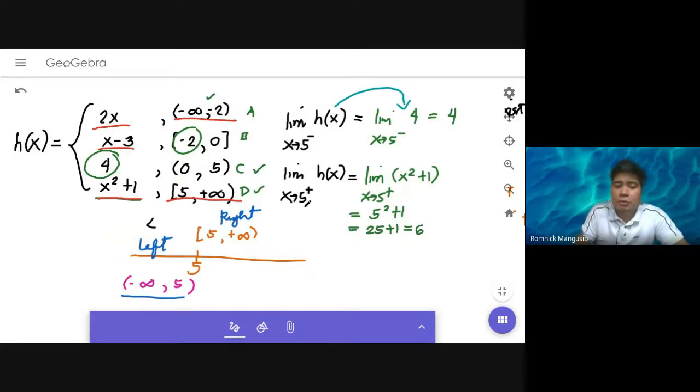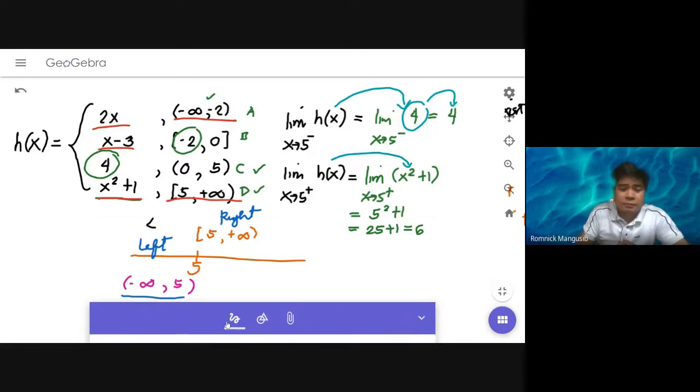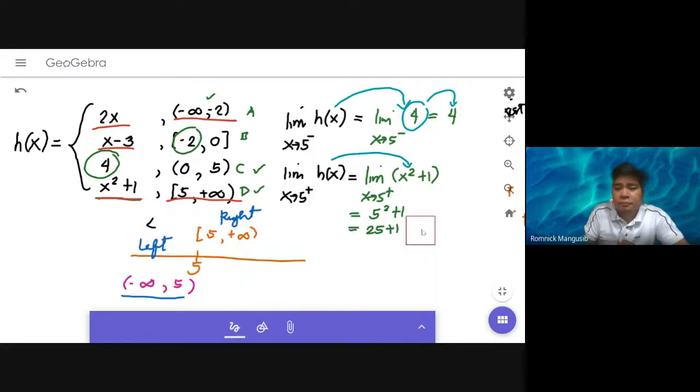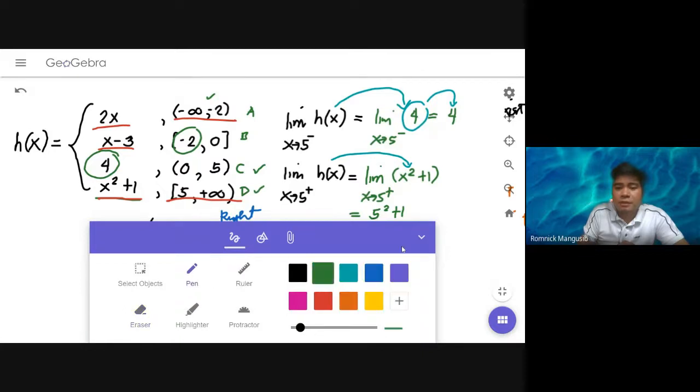However, if you are looking into the limit of h of x as x approaches 5 from the right, we made use of letter D interval, which provide us this function, x squared plus 1. So just substitute, kasi itong 4 naman is constant, kaya there's no change at all. However, here, we let x be equal to 5, so we have 5 squared plus 1 is 25 plus 1 is equal to. This must be 26. Okay, that must be 26.